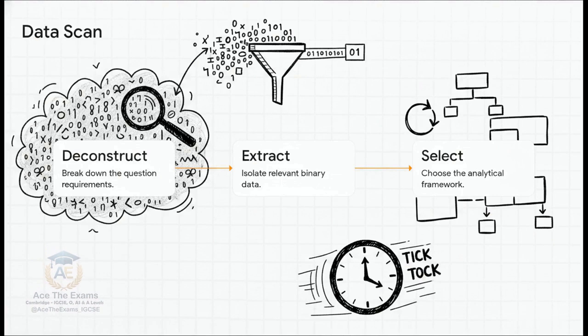First, you must deconstruct the question. What specific string pattern are you actually looking for in this mess of data? Second, you need to extract the relevant binary data from all the background noise. Third, select your analytical framework immediately. Are you using a linear search algorithm right through the string array? Are you slicing the first 8 bits?